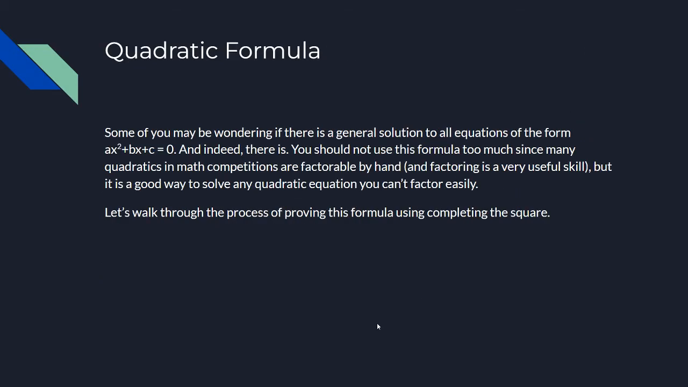And for our last method of solving, you might be wondering if there is a general solution to all equations of the form ax squared plus bx plus c equals 0. And indeed there is. You should not use this formula too much because many quadratics in math competitions are factorable by hand, and factoring is very useful, but it's a good way to solve any quadratic equation you cannot factor easily. So let's walk through the process of proving this formula by completing the square.